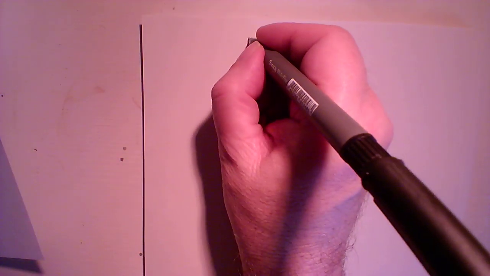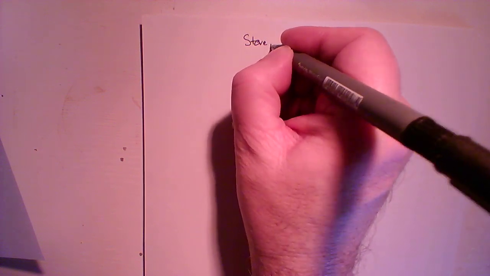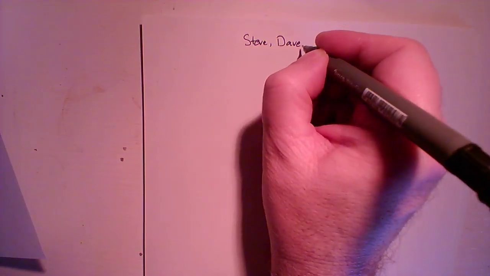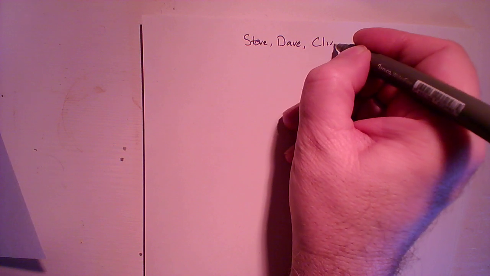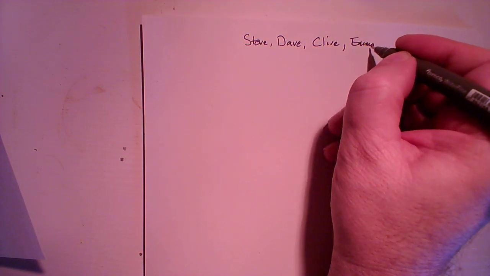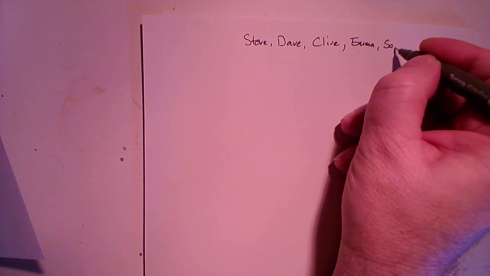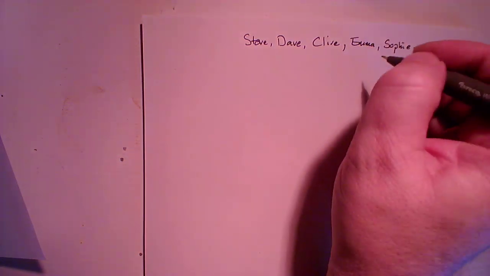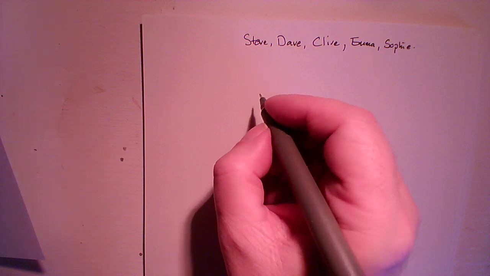Okay, so let's do the insertion sort with the names. I had Steve, Dave, Clive, Emma and Sophie. Okay, so let's write them out.